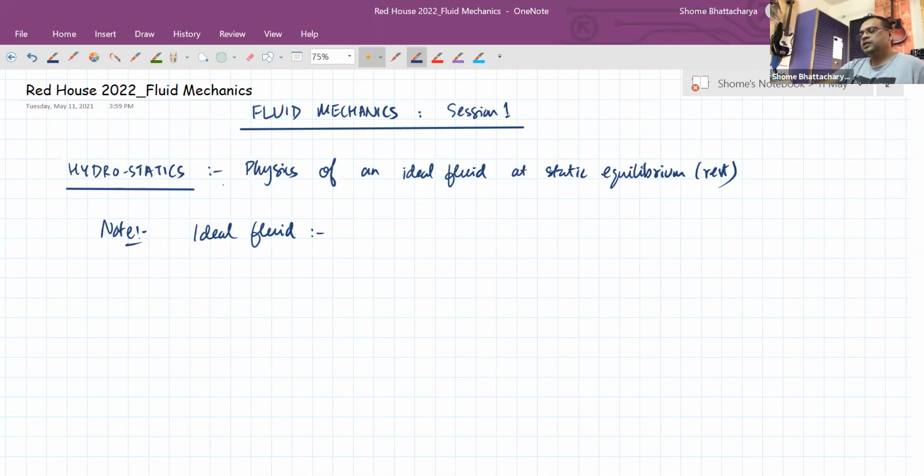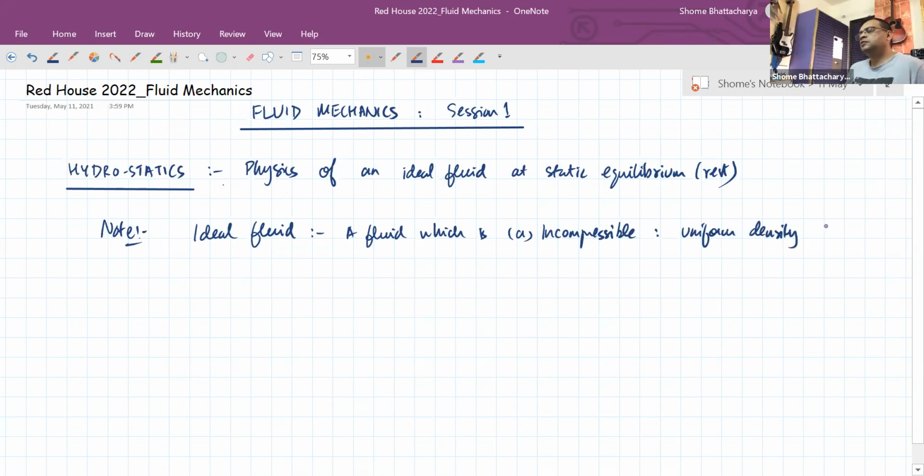Okay. So in the case of an ideal fluid, we'll assume that the viscosity of the fluid is negligible. So there is no effect of any kind of non-conservative drag force at all when we are dealing with an ideal fluid. So the properties of an ideal fluid: an ideal fluid is a fluid which is incompressible. Okay, that means it has a uniform density which is independent of variations in pressure.